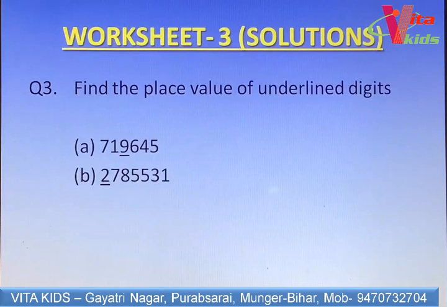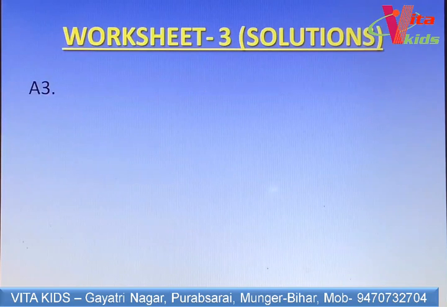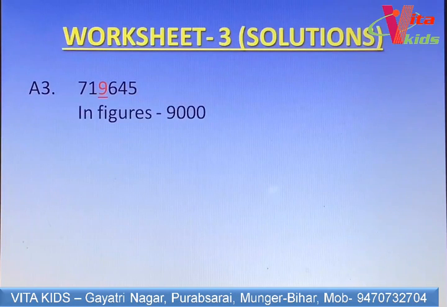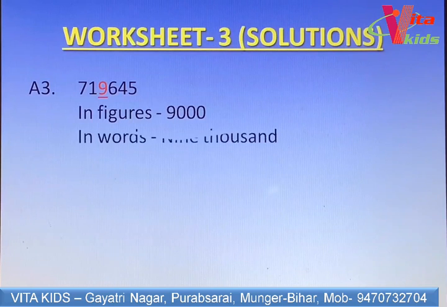Question 3. Find the place value of the underlined digits. Now here neither words nor in figures is given to us. You can do it in any form. Here the underlined digit is 9. So we will copy 9 and after 9 we have 3 digits. So we will write 3 zeros. So in figures we have 9 followed by 3 zeros. You can also write it in words. It is 9,000. These are the two possible ways of answering this question.